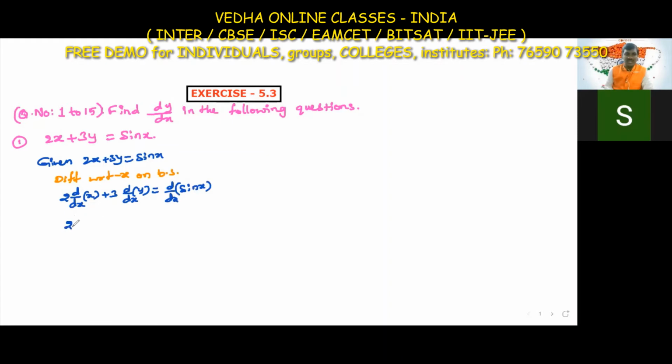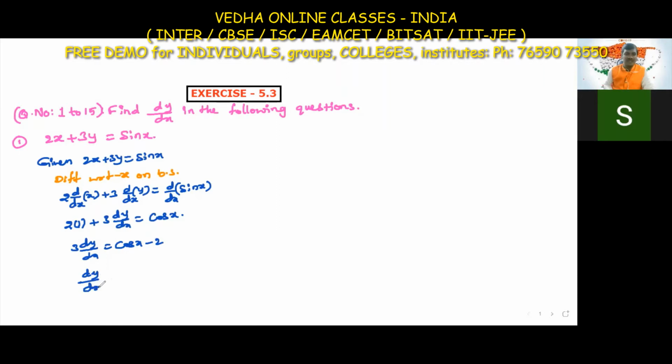So 2 is as it is and d by dx of x is 1, plus 3 into dy by dx is equal to d by dx of sin x, which is cos x. Now this is equal to 3 into dy by dx, as it is; 2 ones are 2. This 2 I am taking to the right side, then we get cos x minus 2 ones are 2. But I want only the dy by dx value.